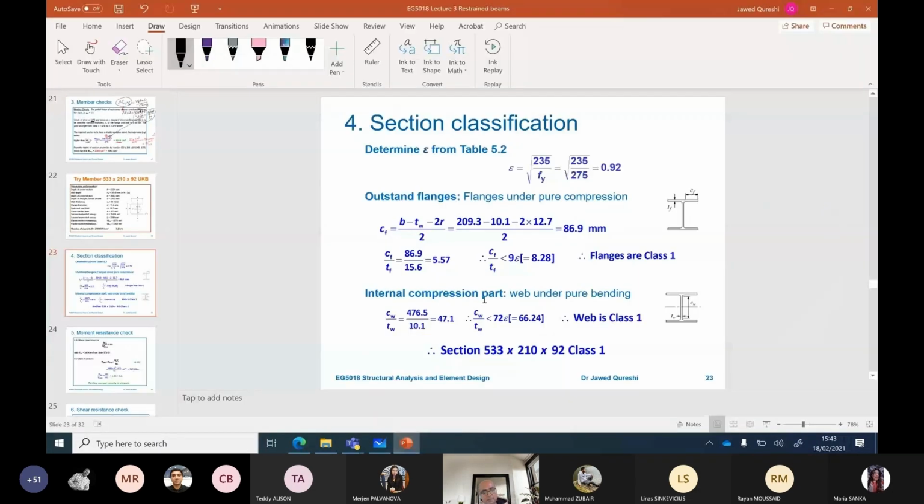Now here you would say, okay, Dr. Qureshi, why are you giving us a lot of trouble in finding this out? The reason is that you may not have all the sections in section tables. You may be working in different countries. You may be working with old sections. So it is important to find out these yourself.